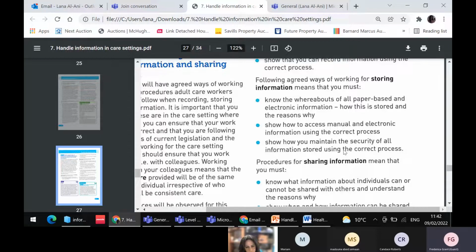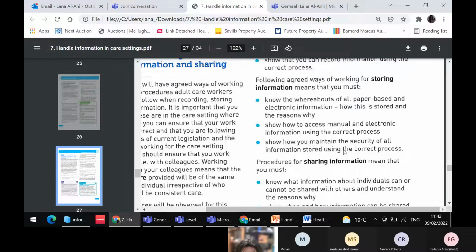I'll follow the procedure of the company that I work with, and I will store information on the computer, but make sure that the computer has a password. And if it's paper-based, I'll make sure that the cupboard has a key, and I will return the key only to the manager, and I will not give information to people that it's not necessary to give it to. That's perfect. Both of you have said it correctly. Well done.